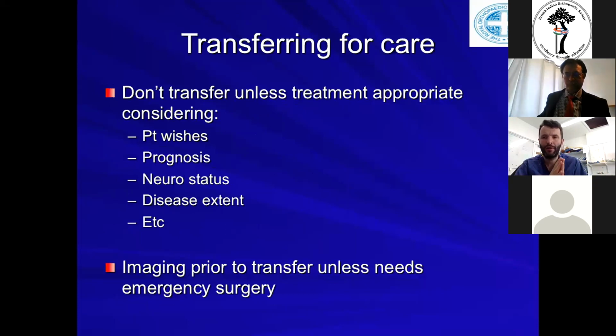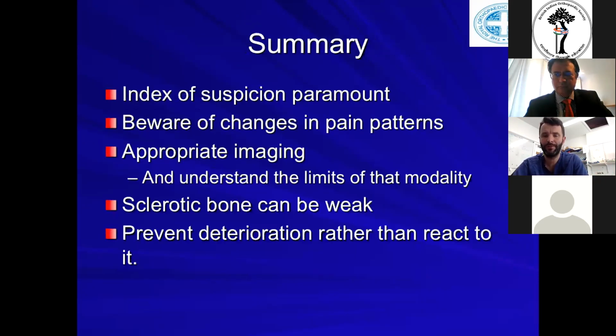If you're transferring the patient for care, and beware that, if this comes up in the FRCS5, they will be asking you about this, you've got to be clear about those things that I mentioned earlier: patient's wishes, staging, current clinical symptomatology, etc. But always consider the patient's wishes, always check their prognosis, always check the neurostatus, understand the disease extent, and then get the imaging and get that transferred across.